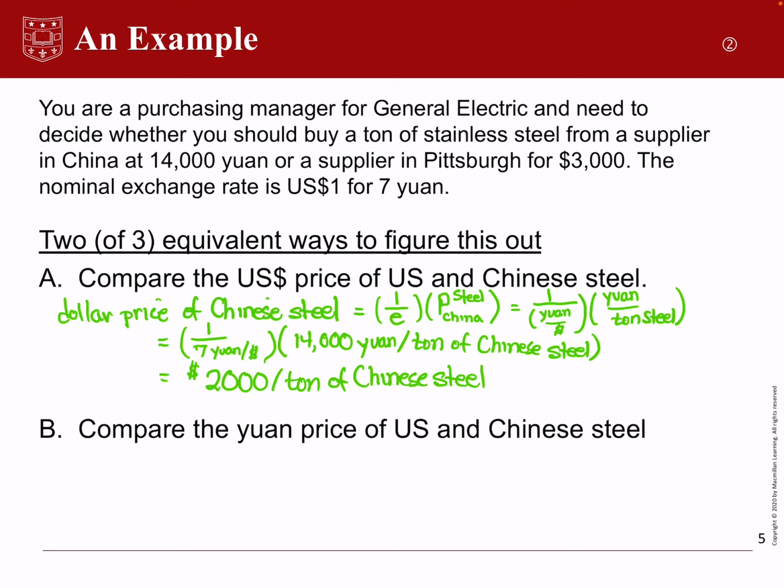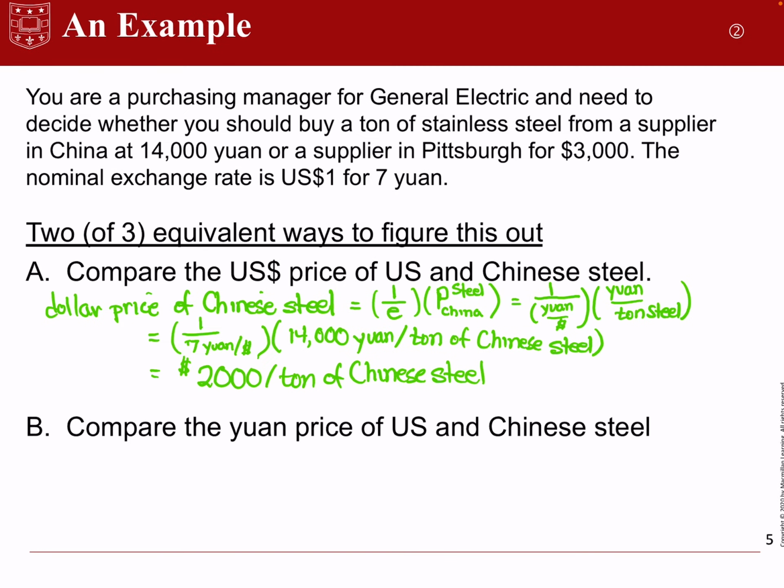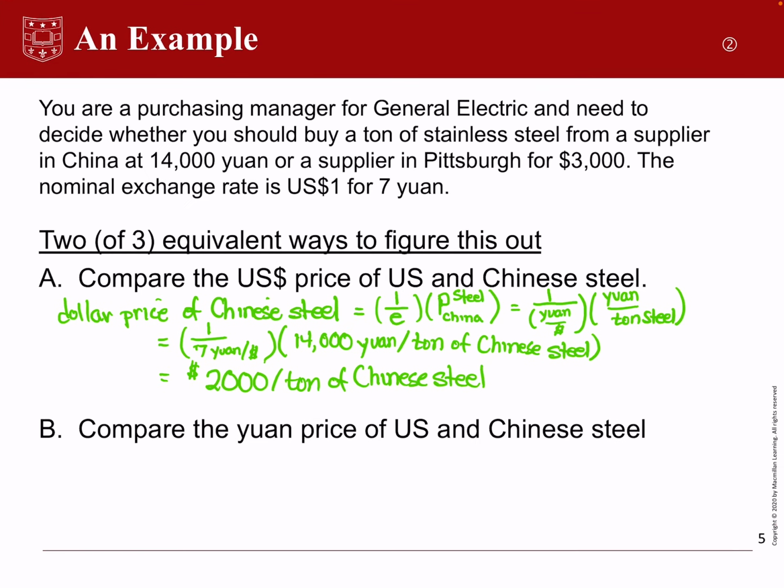And the reason for that is that if you buy steel from China, the dollar equivalent of that is $2,000, which is, of course, less than the price of US steel, which itself, of course, is $3,000 per ton. So we know that the answer in this example is buy steel from China.